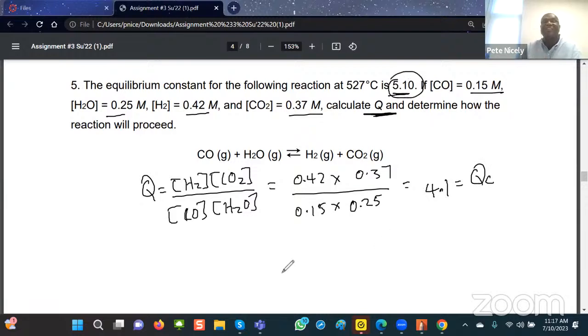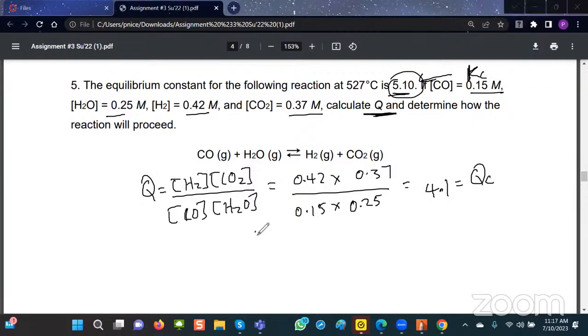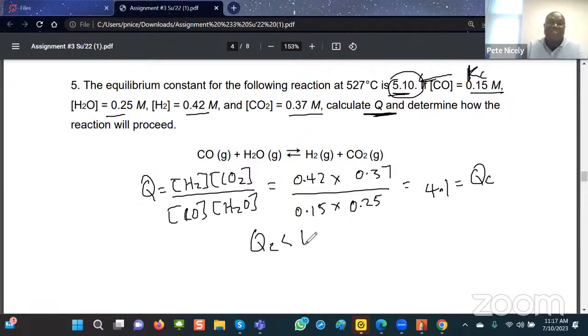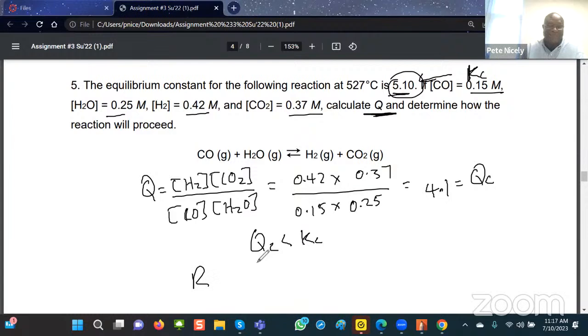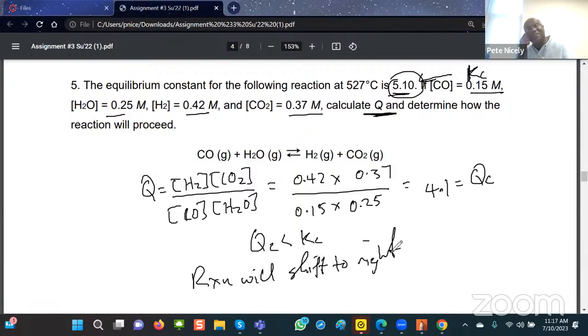So what do we notice? This is KC right here, right? So what do we notice when we compare QC to KC? QC is smaller than KC. Okay, so if QC is less than KC, which direction will the reaction shift? To the reactants. Nope, I mean, to the products. Exactly, because you want to increase QC. So therefore, the reaction will shift to the product side, or to the right. All right. And that's basically how that is done. Okay. Any questions about that one?